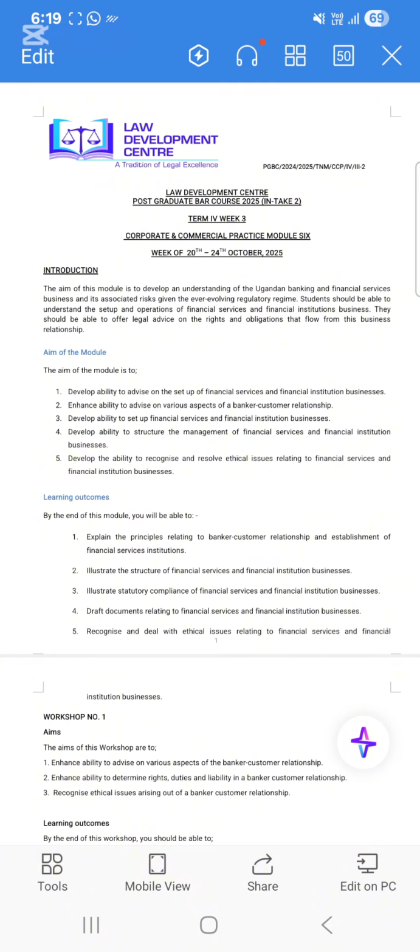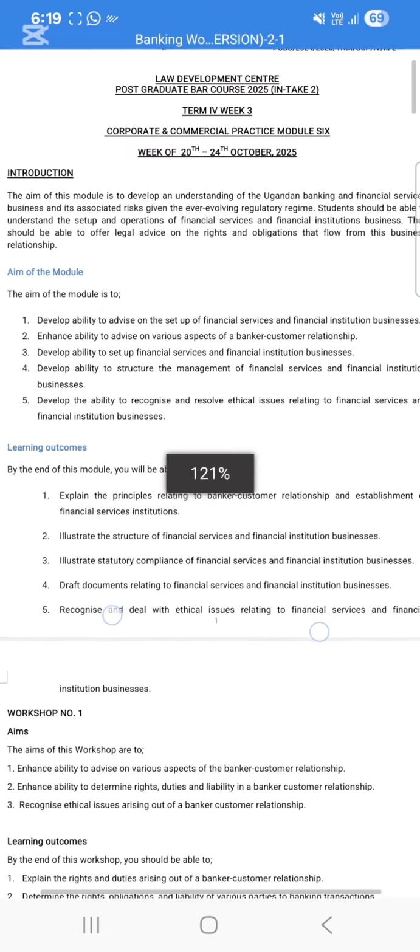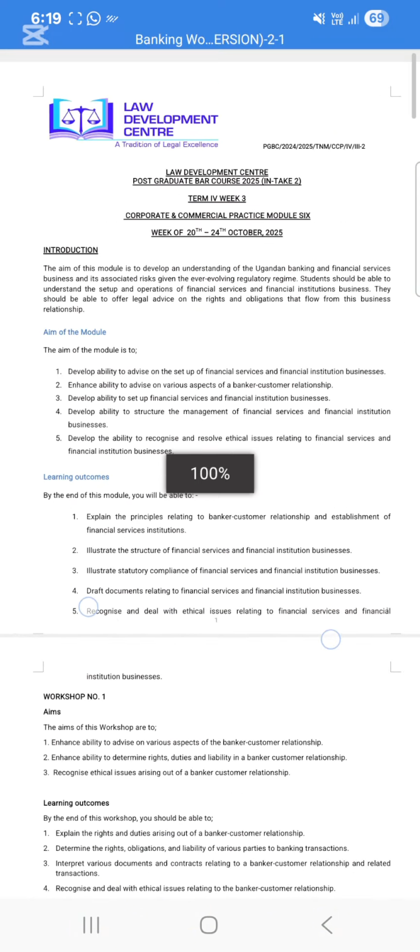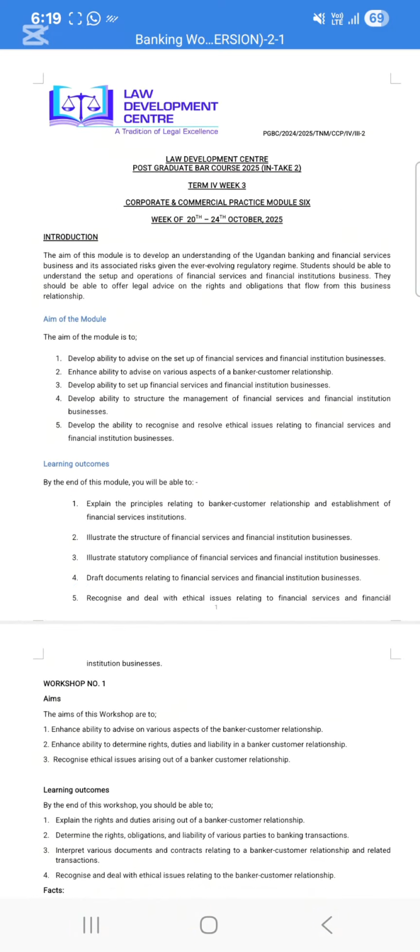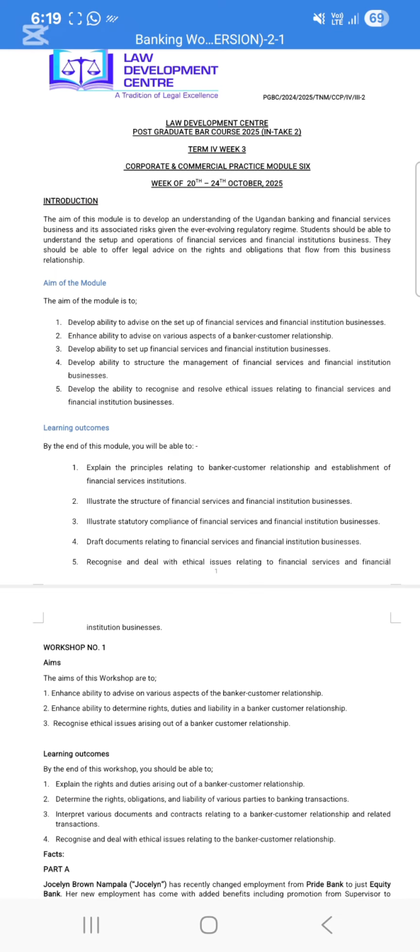Introduction. The aim of the module is to develop an understanding of the Ghana banking and financial services business and its associated risks, given the ever-evolving regulatory regime. Students should be able to understand the setup and operation of financial services and financial institution business. They should be able to offer legal advice on the rights and obligations that flow from the business relationship.